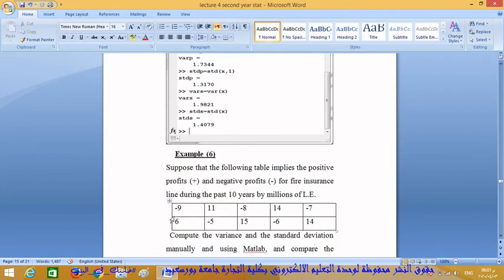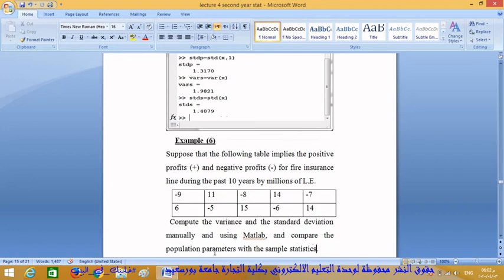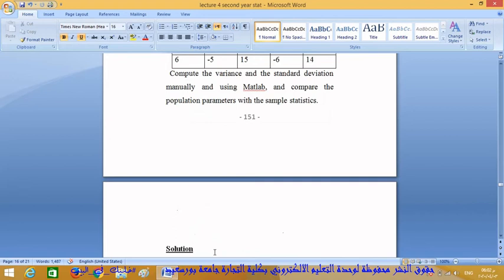So here minus 9 means that the profits decreased by 9 million Egyptian pounds. Here 11 means the profit increased by 11 million Egyptian pounds, and so on. Compute the variance and the standard deviation manually, and using MATLAB, and compare the population parameters with the sample statistics.